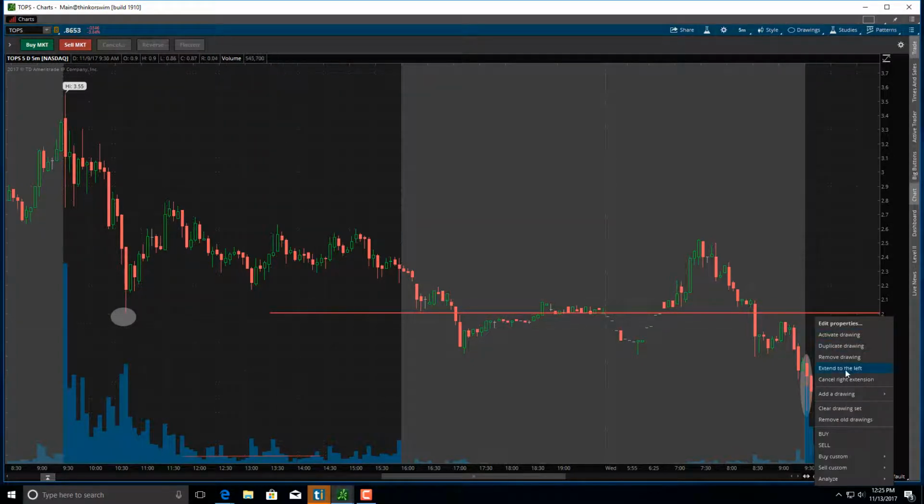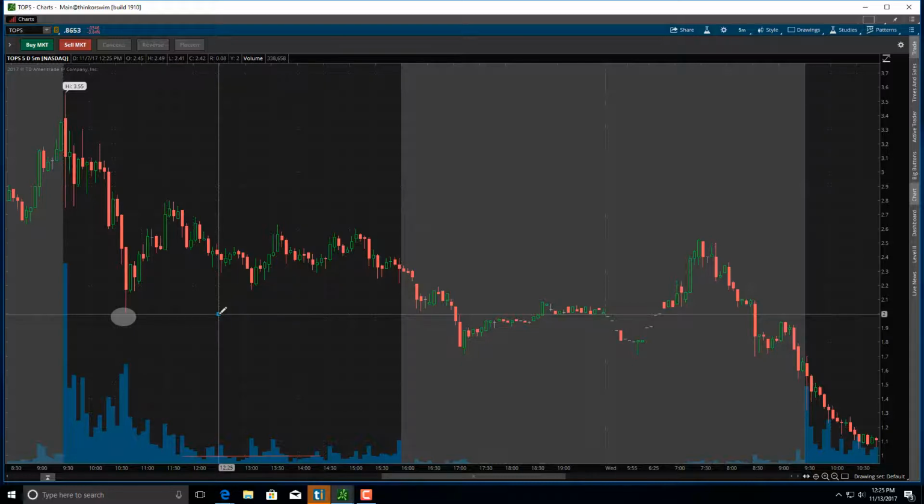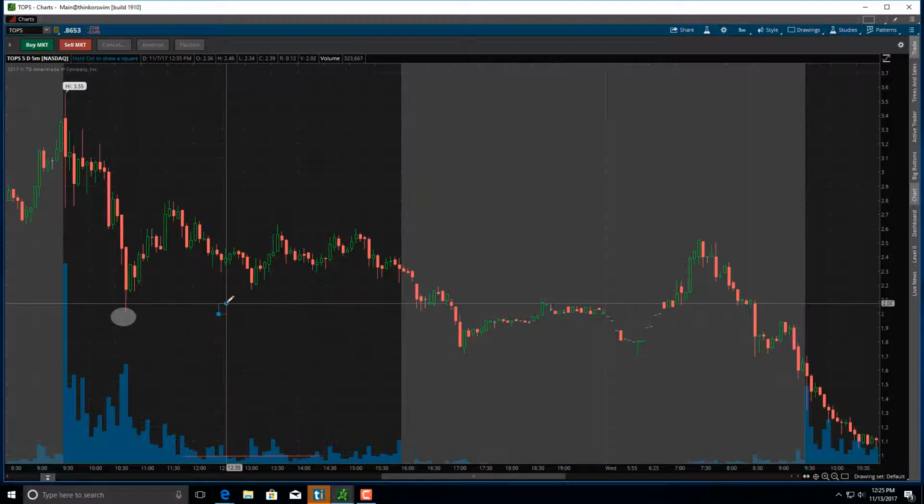Now, a stop limit order. Let me remove these drawings. A stop limit order is this. You set your order and you say, okay, I want to start selling my shares as soon as the price action hits $2, but I don't sell my shares for anything less than $1.80.